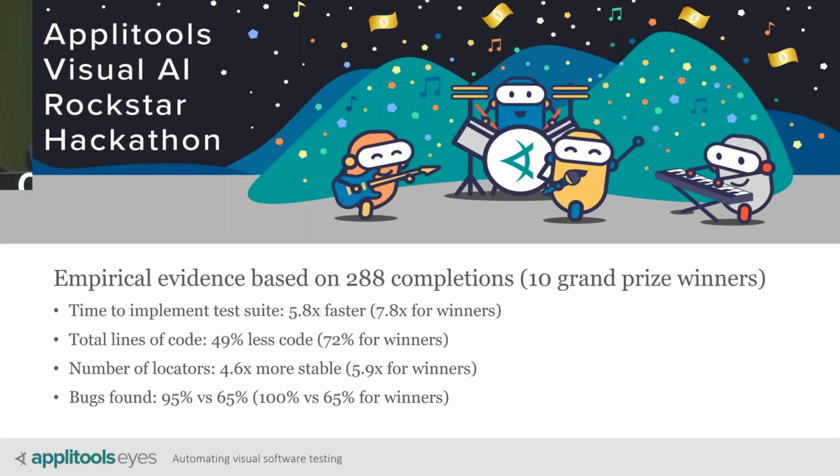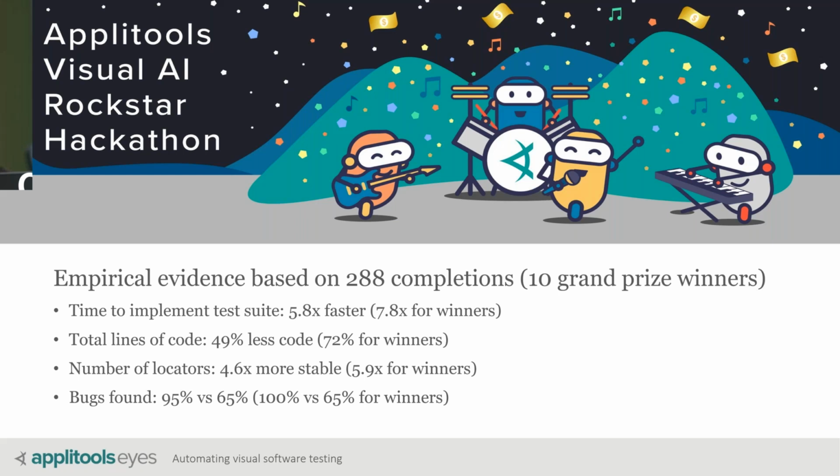To back up my claims with some data, I want to share with you some empirical evidence from the Applitools Visual AI Rockstar Hackathon that we held about 2 months ago. In this hackathon, we had 1,000 participants, and we asked them to accomplish 10 common test automation challenges, to do it once with a traditional approach and once with visual AI, using the technique that I just showed you. Now, here are some statistics that we collected from 288 participants that actually completed the hackathon. And this includes the 10 best completions that won the grand prize.